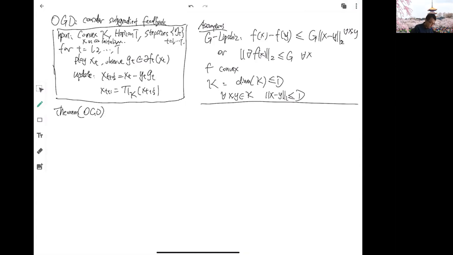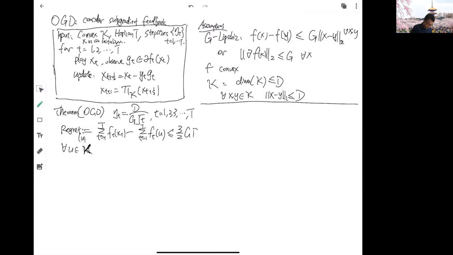Okay, so the theorem says that if you take the learning rate eta t to be the diameter over the Lipschitz constant and square root of t, for t equals 1, 2, 3, all the way to T, then the regret, which is the sum from t equals 1 to T of f_t(x_t) minus f_t(u) — so this is the definition of the regret, right? — the regret of this algorithm, for any u in this set K, is smaller than 2/3 of G D square root of T.